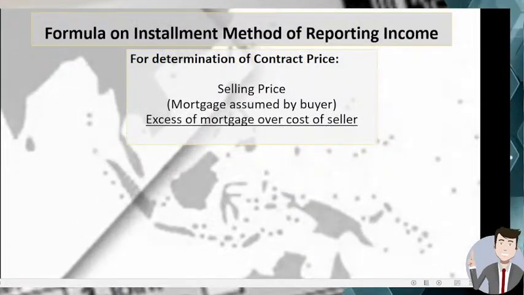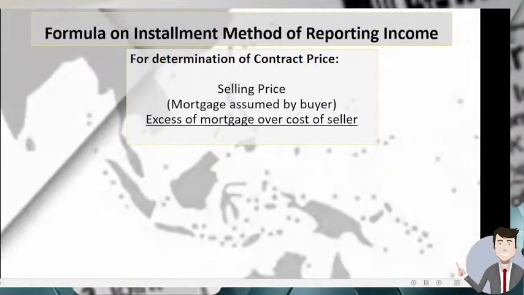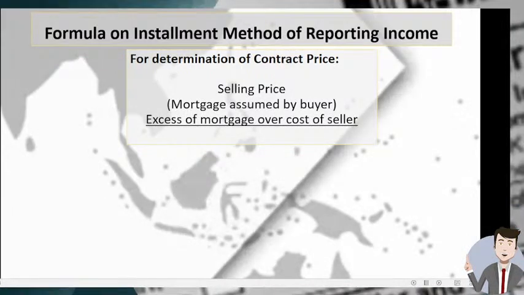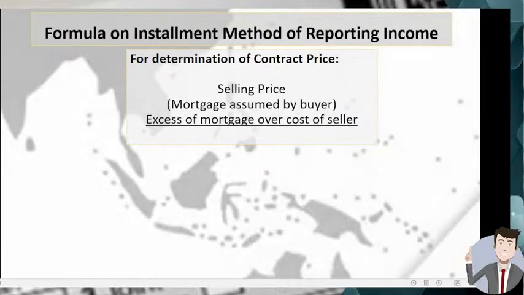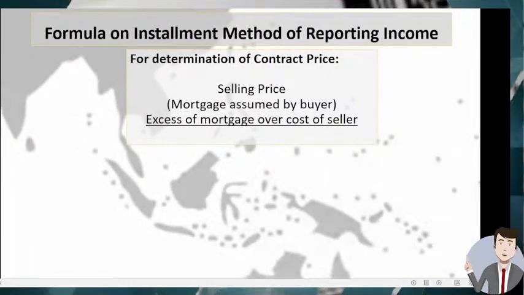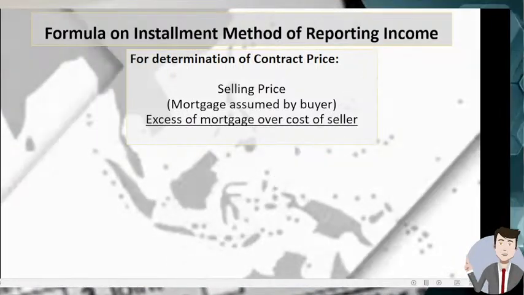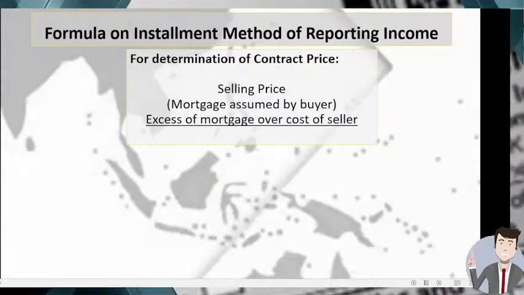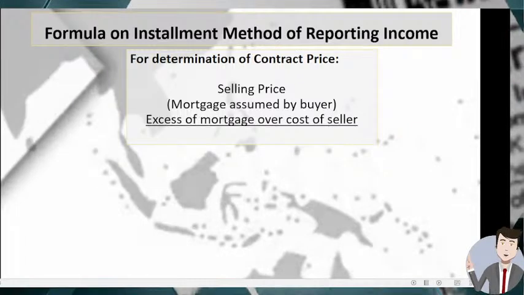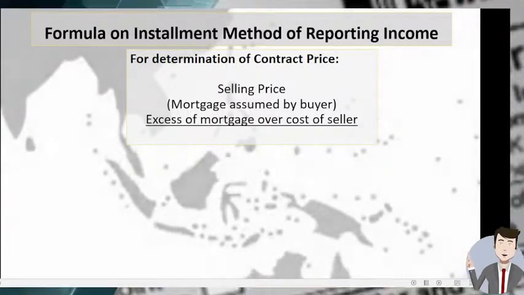Then next, we have to add the excess of mortgage over the cost of the seller. For example, if the mortgage is amounting to 1 million, and the cost of the property being sold is only 800,000, in short the loan is bigger compared to the cost of our seller. So in short, the difference will be considered as a gain. Obviously, that is considered as a gain.